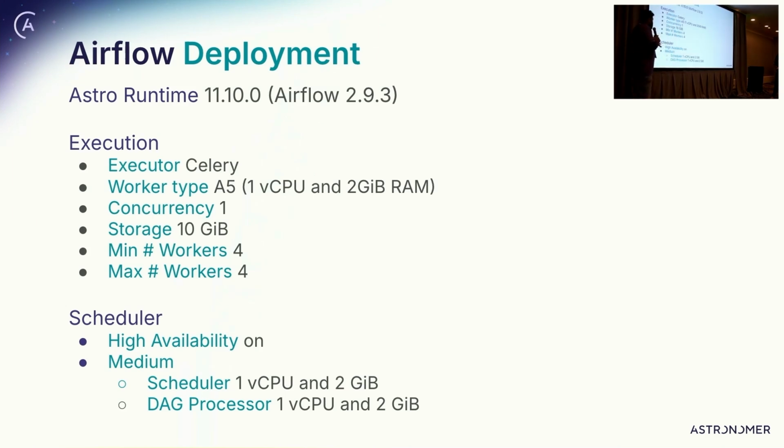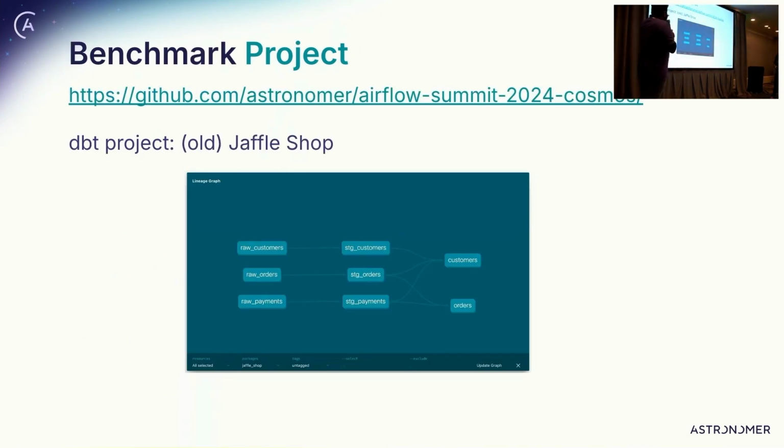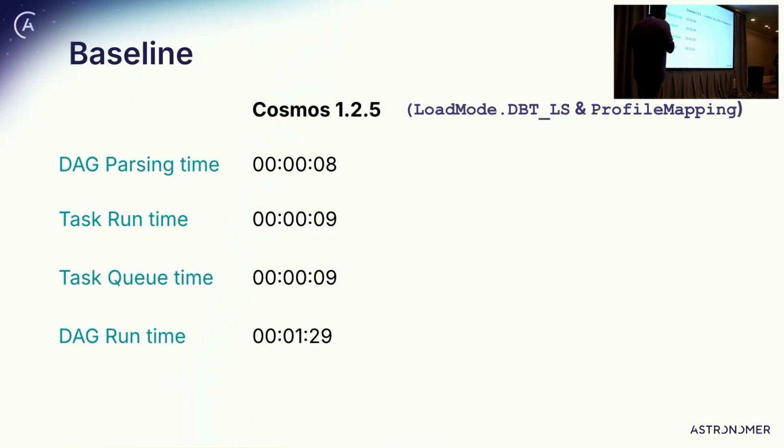This is a high availability scheduler, and Astro recently launched this separate DAG processor. Previously it ran inside the scheduler. Now you can also have a separate DAG processor running with its own resources. This was the setup we did. We used the classic old jaffle_shop project for benchmarking across Cosmos versions. So this is the baseline, from where the contributors tried to increase the Cosmos performance. Based on the 4 parameters we saw earlier, these are the times. The DAG parsing for the dbt jaffle_shop project took 8 seconds.